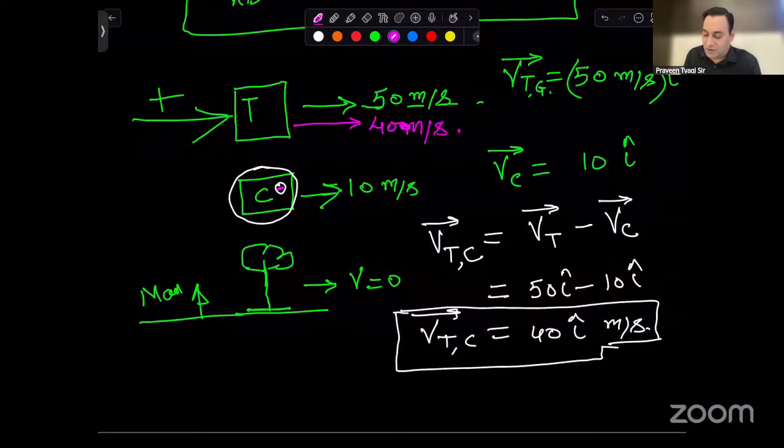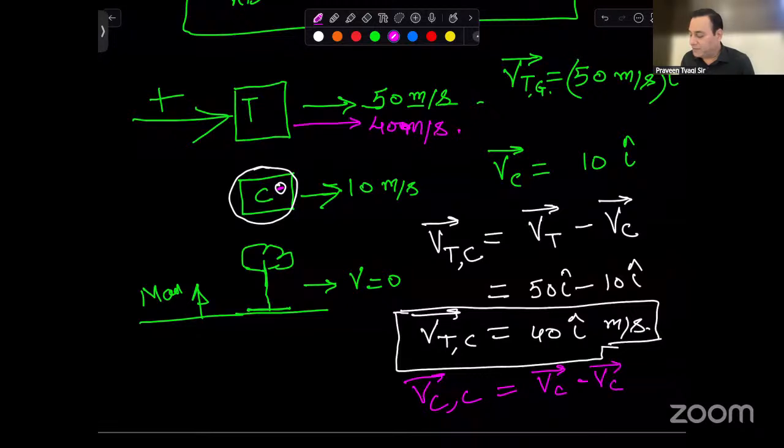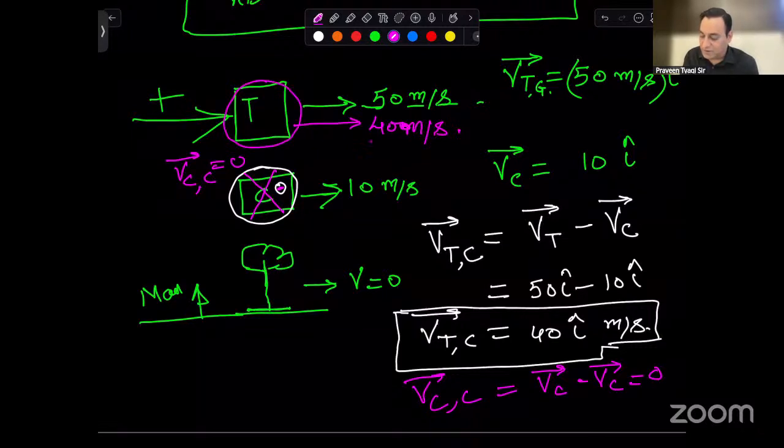And velocity of the car as observed by the car. What will be velocity of the car as observed by the person sitting inside the car? VC minus VC. It'll be 0. So the observer will find that he's not moving at all. So this person sitting inside the car will feel his velocity of car as observed by the person sitting inside the car is 0. Velocity of the truck as observed by that person is 40 meters per second.